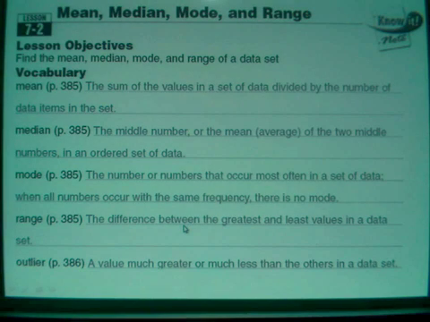Range is the difference between the greatest and least values in a data set.